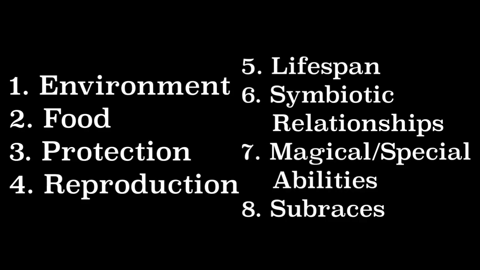So, to recap, when you're creating a new, realistic, biological race, the things to consider are environment, food, protection, reproduction, lifespan, symbiotic relationships, magical and special abilities, and subraces.